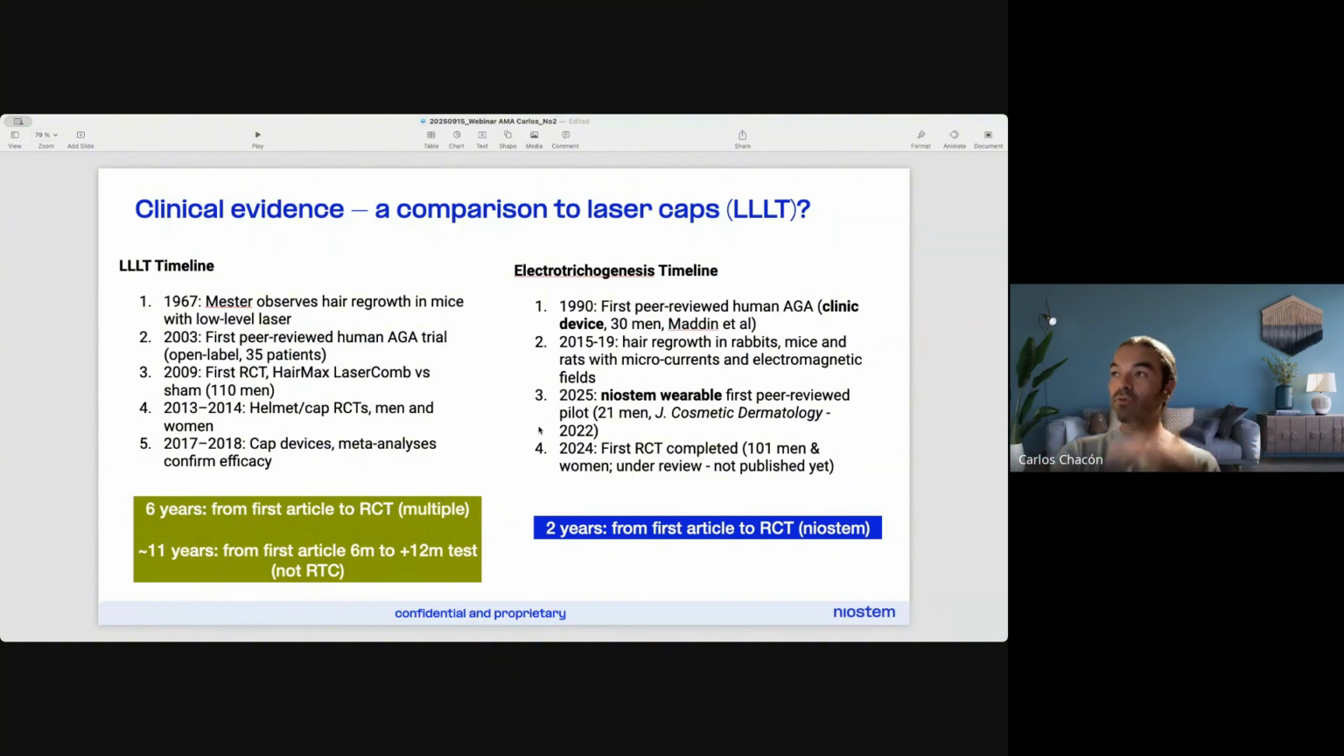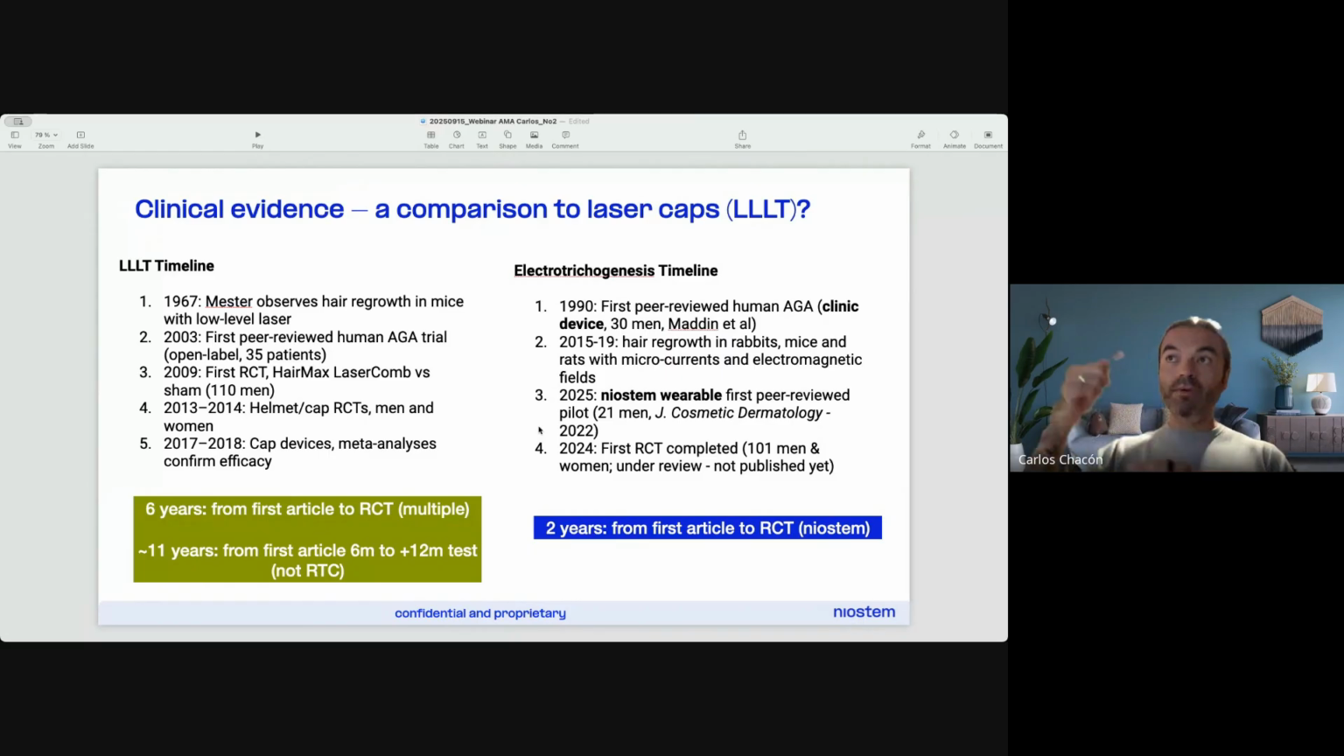Now, looking at electrotrichogenesis, which is the use of electrical stimulation to regrow hair. This is what we do at NIOSM. We didn't invent this. We didn't discover this. This was already out in the 1990s and already in men, published in a peer-reviewed journal. So in 1990 it was published that electrical stimulation helps to regrow hair. This was an author called Madin. He has 2 articles, 2 years, one after the other. Then only in 2015 and 2019, there was data showing that this technology works in animals.